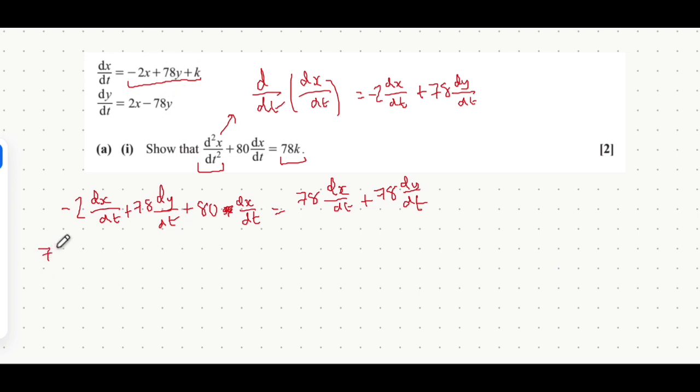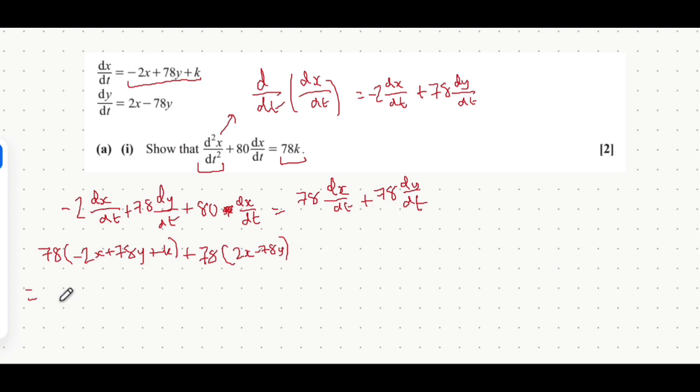So we have 78 lots of everything that dx by dt is equal to, minus 2x plus 78y plus k, and then you add on to that 78 lots of dy by dt. So let's do that. 78 lots of 2x minus 78y. And when you expand out the brackets and collect like terms, you should get that it ends up at 78k. So let's take this step by step.